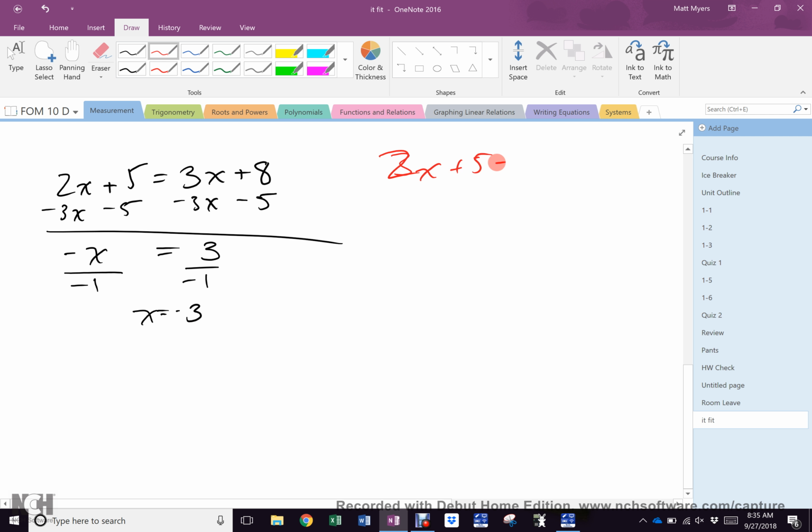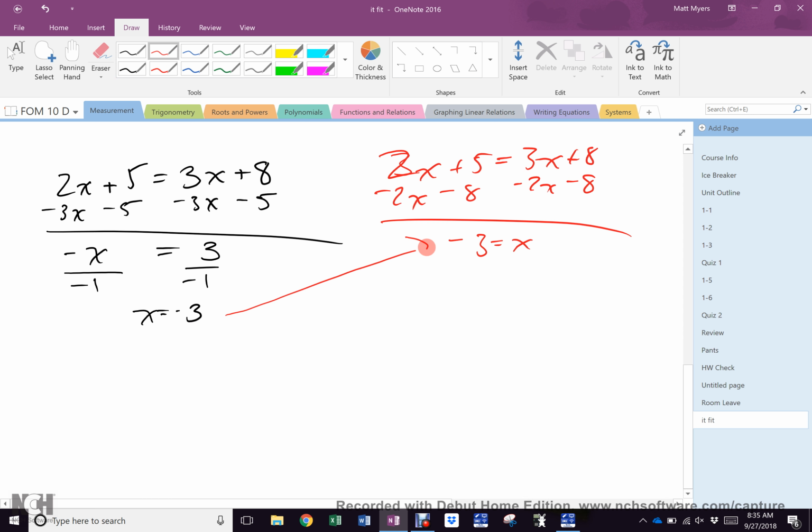2x plus 5 equals 3x plus 8. Minus 2x, minus 2x, minus 8, minus 8. -3 equals x. X equals -3. Well, aren't these the exact same thing? So when something looks different, it can mean the same thing, right? Yeah. Kind of like when 5r squared is the same as pi r squared, right?